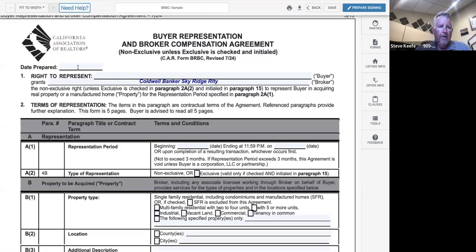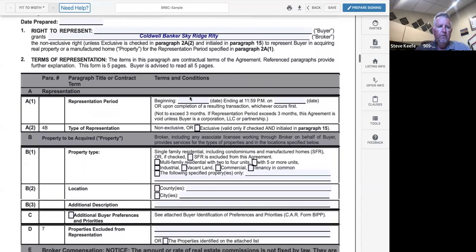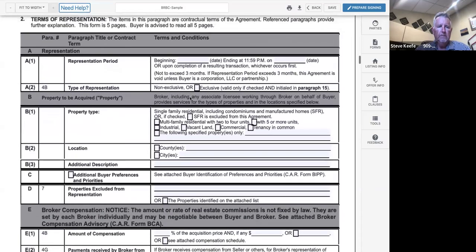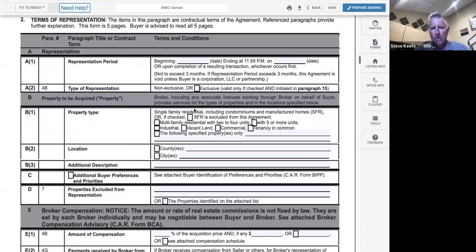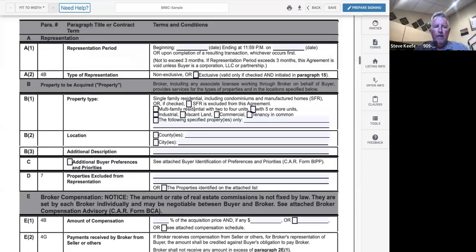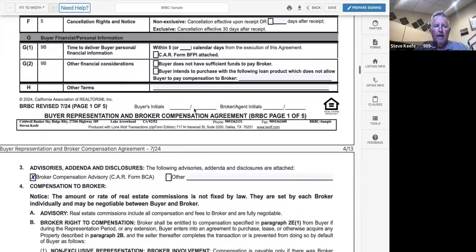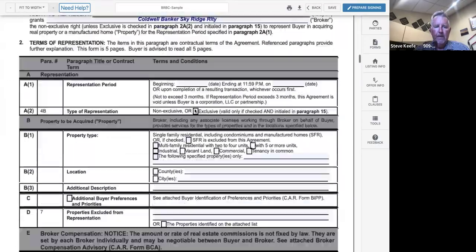So date prepared up top here, that's obviously the date that you're putting it together. Right to represent will be the client, Grants, Coldwell Banker, Skyridge Realty as the broker. And then the new form has the same matrix that's become popular with the purchase agreement. We've been using it for multiple years. The residential listing agreement just changed over as well. But this is the same setup where you have all the important information in the grid. And that takes up the first section.